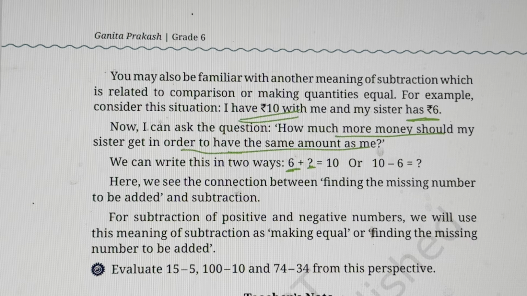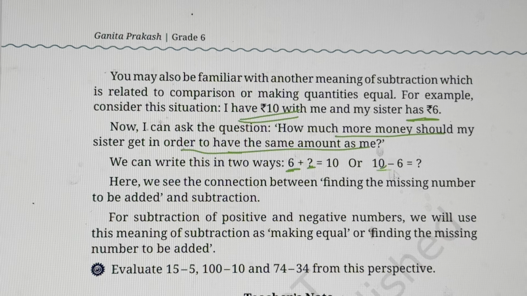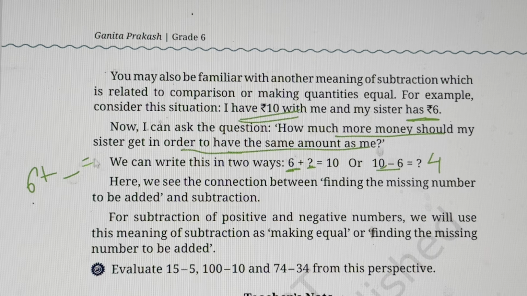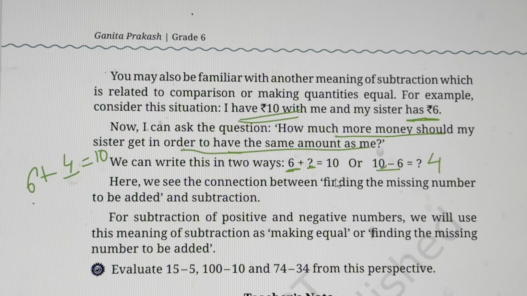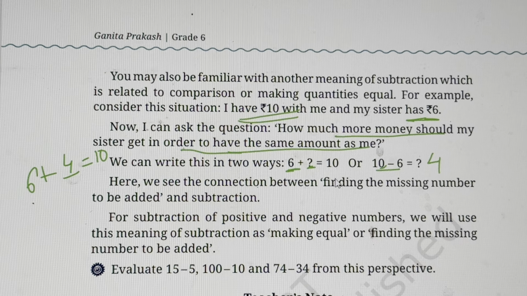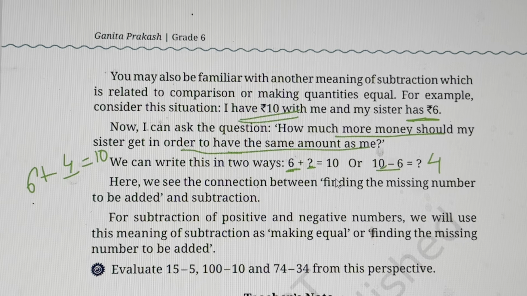So here we see the connection between finding the missing number to be added and subtraction, right? So either we write 10 minus 6 is 4 or we find out 6 plus what is 10? Means how much will you add? So that is 4 you will add, right? In both the cases, you will get the same answer. So this same concept we'll use to subtract numbers and we'll understand through Bayla's building of fun.